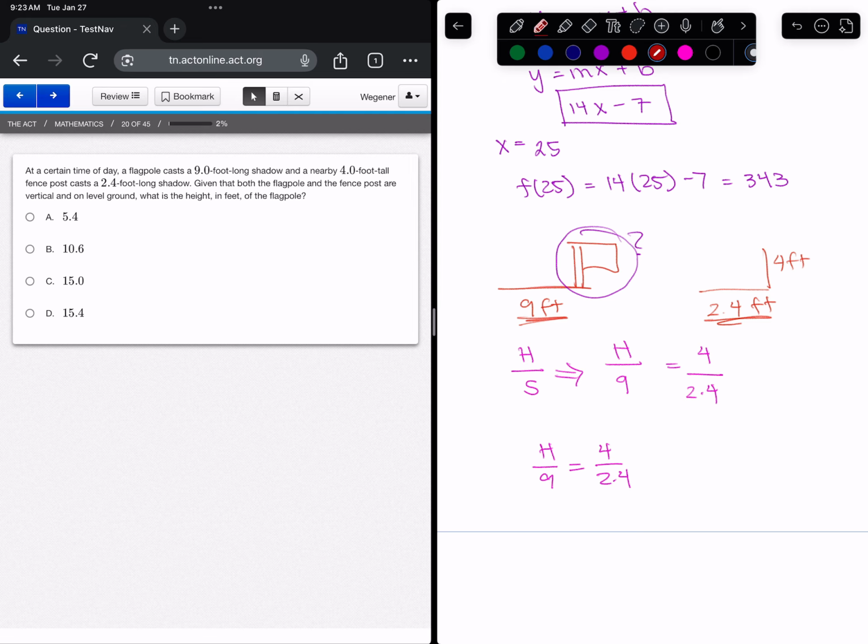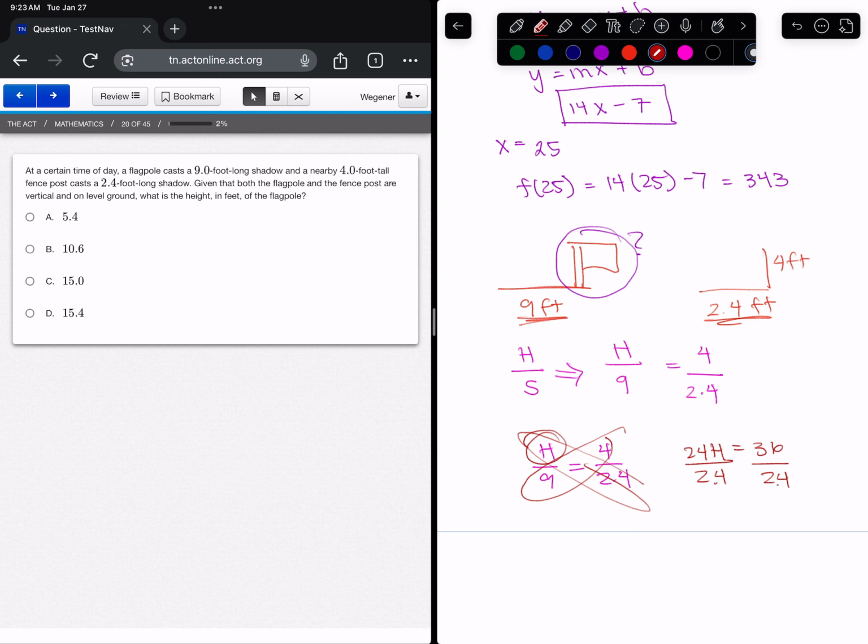Now, what you need to do is cross multiply to find out what the h is. So we get 24h equals 9 times 4 is 36. Divide both sides by 24. And then we get, let's see. Ooh, sorry, that's not 24. Divide both sides by 2.4.